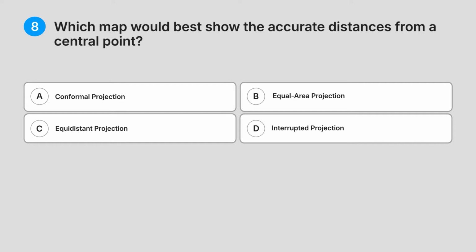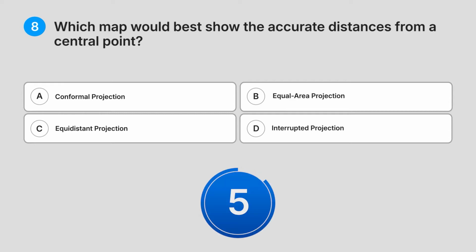8. Which map would best show the accurate distances from a central point? A. Conformal projection. B. Equal area projection. C. Equidistant projection. D. Interrupted projection. What do you think is the answer?